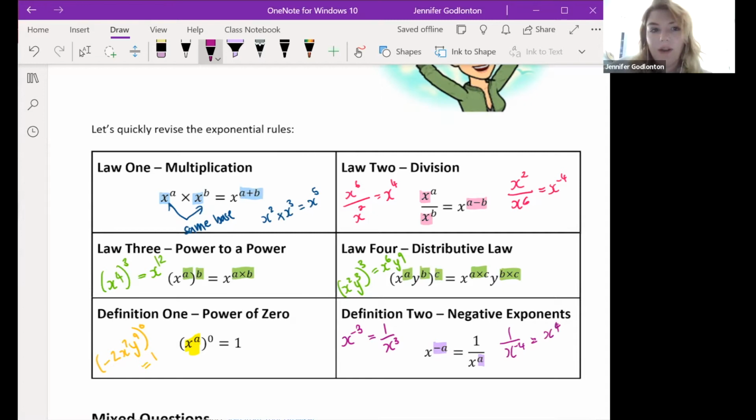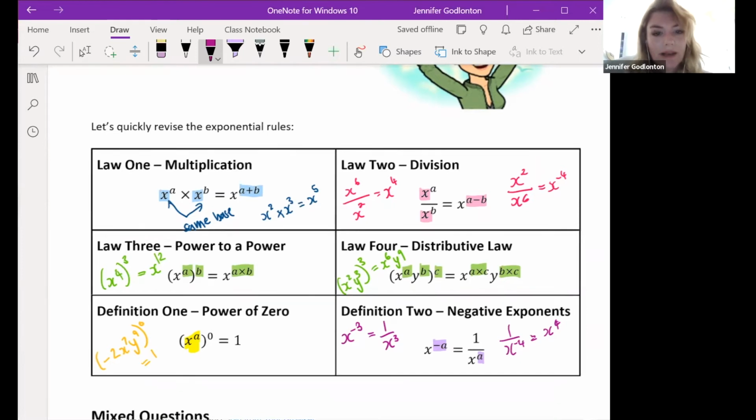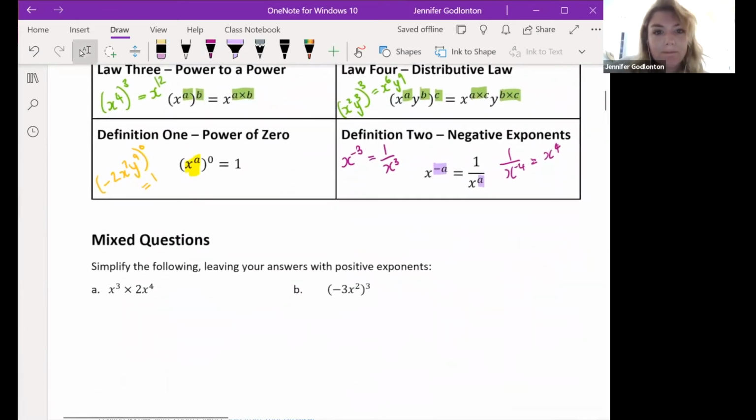Does anyone have any questions about what they are currently seeing on the screen? Cool. Let's get into some examples then.